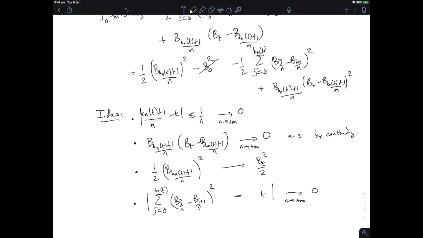So this would be another error term that we have to show can be made arbitrarily small as n approaches infinity. Let us handle the easy terms first. As we just mentioned, (k_n(t)+1)/n minus t is smaller than 1/n, so that goes to 0 as n goes to infinity. So by continuity of the Brownian trajectories, we have that b_{(k_n(t)+1)/n} squared tends to b_t squared almost surely.